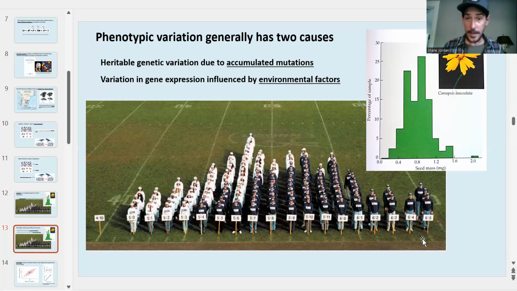Some of this variation in height might have a genetic basis, but some of it also might have an environmental basis. Different individuals might have been raised in different circumstances with more or less nutrients, for example, causing them to potentially grow taller. And so the interaction between the genetic basis for their height and the environmental basis for their height leads to the actual physical manifestation of the phenotype that we see in nature.